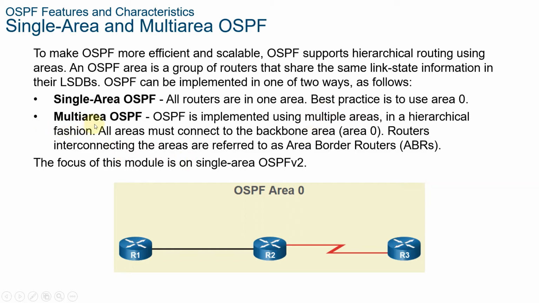The next one is multi-area OSPF. OSPF is implemented using multiple areas in a hierarchical fashion. All areas must connect to the backbone, which is area 0. Routers interconnecting the areas are referred to as the area border routers, or the ABRs. The focus of this module is on single area OSPF version 2.